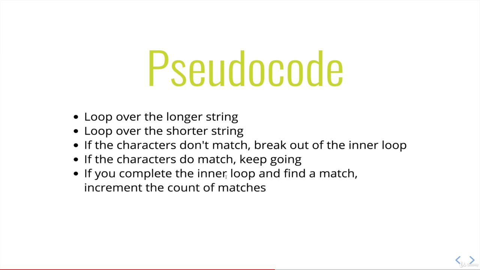So if you complete the inner loop, find a match, increment the count of matches, and then return the count at the end. Count should start at 0, so we don't need to have any special error handling. If there are no matches, count stays at 0. So just return the count at the end. Hopefully that makes sense. Loop over the longer string, inside of that loop, a nested loop over the shorter string. And then if you make it to the end of that shorter string and you haven't broken out yet, then add 1 to the counter. Okay, so give it a shot. In the next video, we'll have a solution.